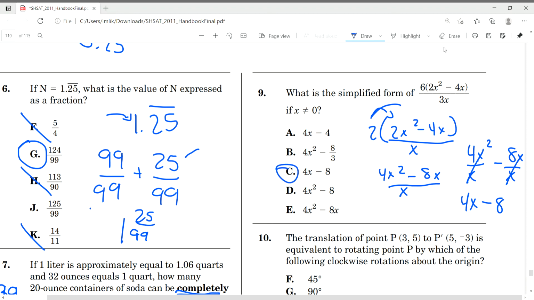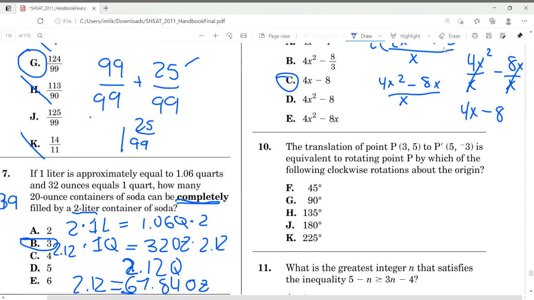Remember that if you divide any square by itself, it's going to turn into its original self. In this case, we divided x squared by x. It's going to turn into its original self, which is x.